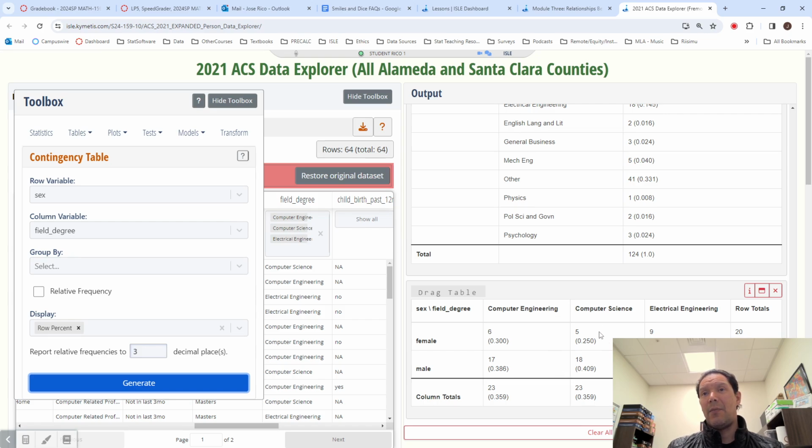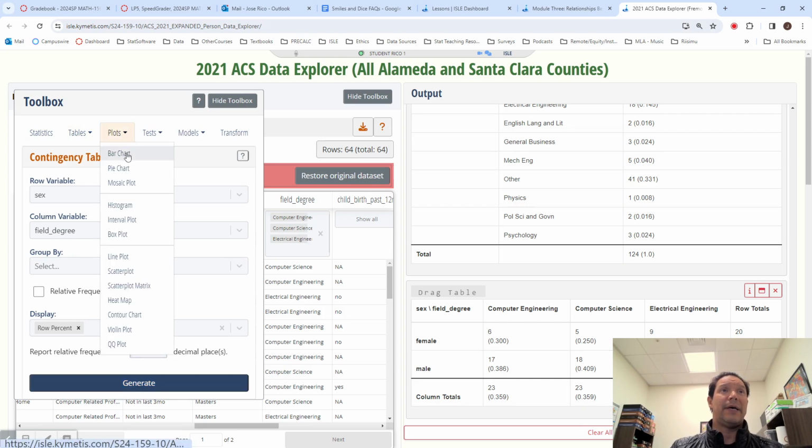Definitely the men are more likely to have a computer science degree than women. So electrical engineering looks the same, computer engineering, a lot more men, but the percentages aren't terribly different. So we could go back and look at this same thing. We could go back and look at this bar chart.